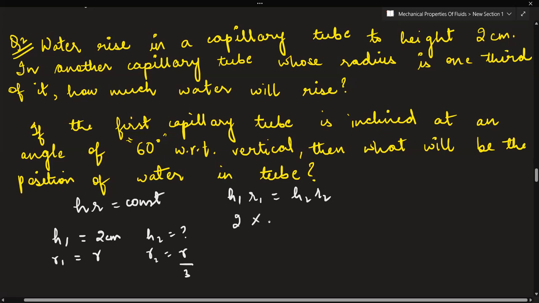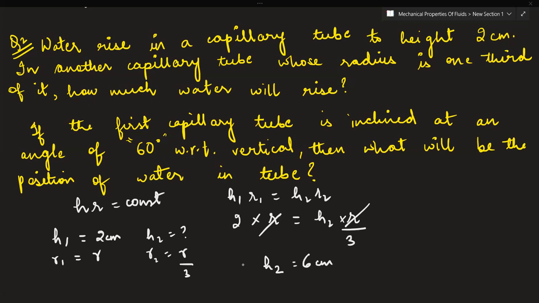See, 2 into R1 is R equals H2 into R2. R2 is R divided by 3. So R would get cancelled. And from here, we can see H2 is equal to 6 centimeters. Clear? How have we got the second height? Yes, ma'am.